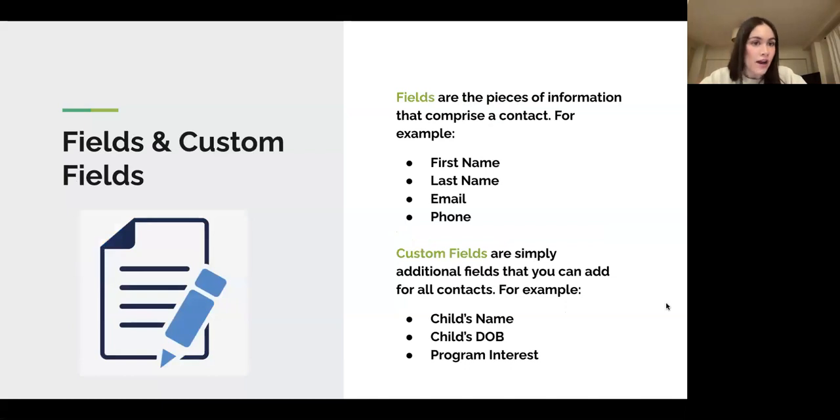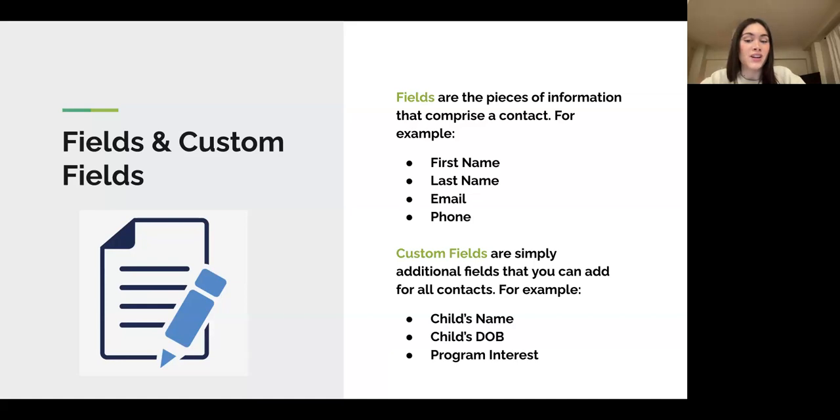When you use a CRM or software like this to help you keep track of your admissions process, you'll have a variety of fields and custom fields that you can use in order to keep track of everyone that comes through. It's important to have this really well organized. So fields, for instance, are the pieces of information that comprise a contact, such as their first, last name, email, or phone. These are usually the ones that come in through those basic forms that you have on your website. And then you also maybe have some custom fields.